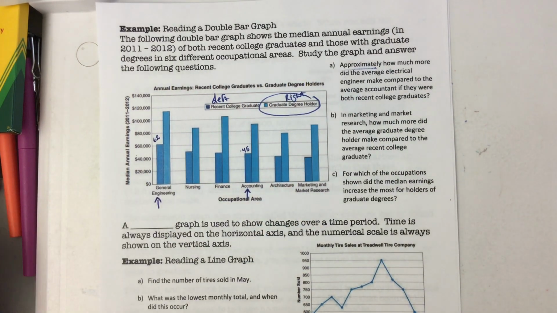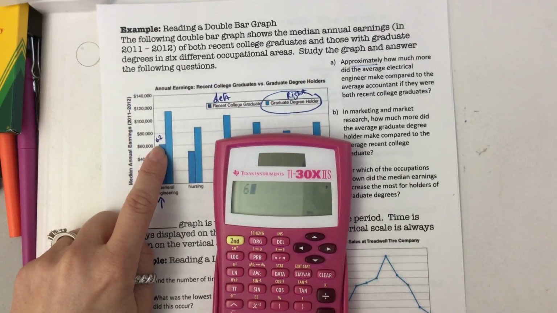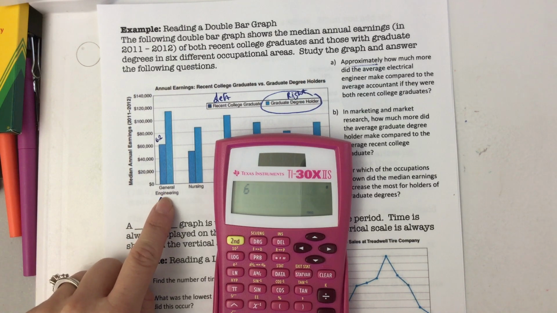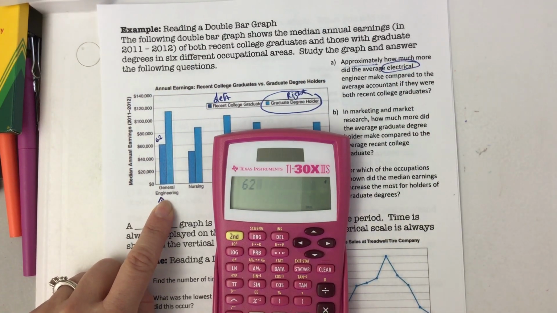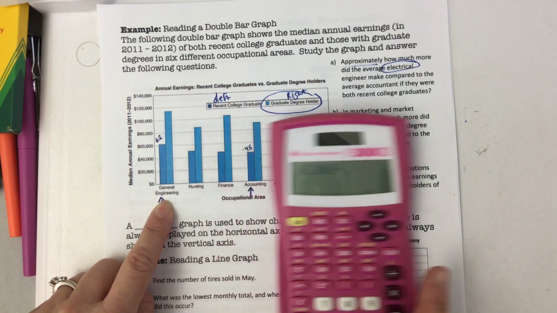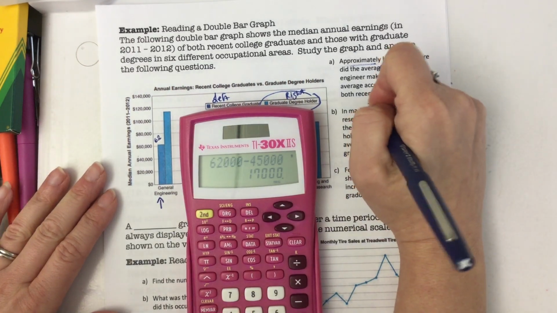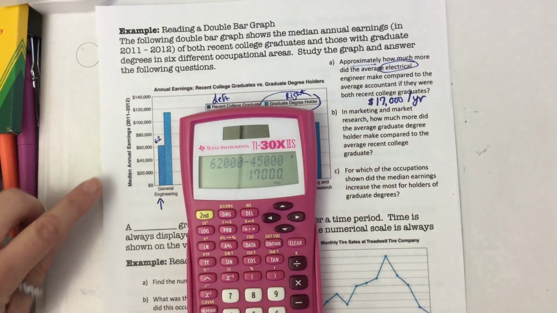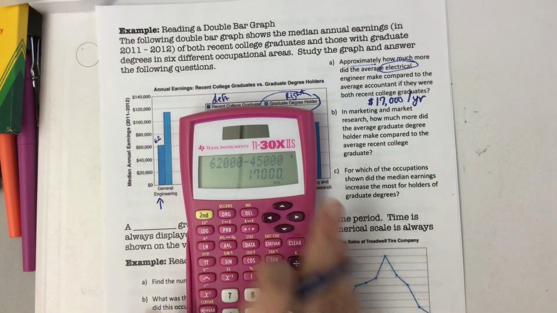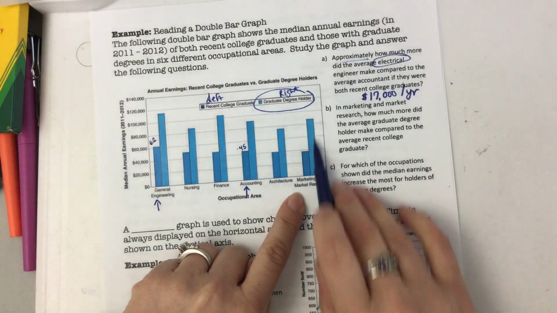So if I want to know the difference, if I'm comparing the two, I'm approximating that a general engineer, and in this case, they're talking about an electrical engineer, right out of college, can make 62,000, where in accounting, if you're right out of college, you're probably starting at 45,000. So the difference would be $17,000 per year because these are annual earnings. Okay, awesome.